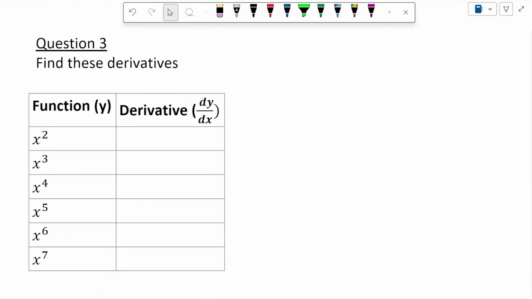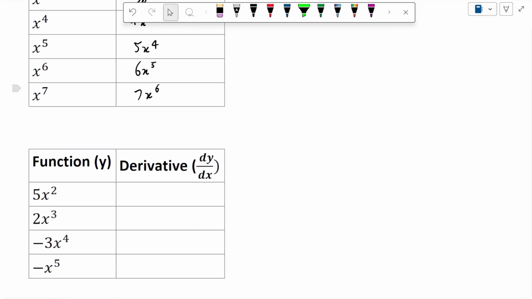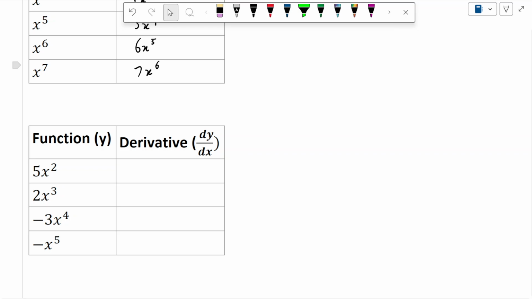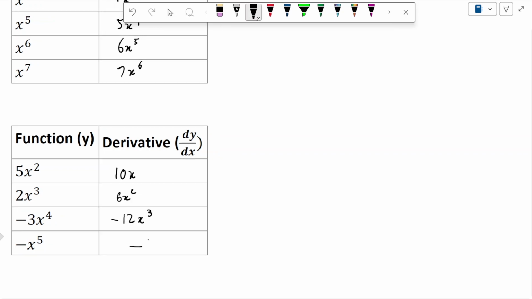I'll give you a few really common derivatives. This table would look like this. Hopefully you can see what's happening. The numbers come out the front and the power is dropping by 1. If we have functions like this, the numbers are times out the front, so that would be 10x to the power of 1. That one would be 6x squared. That would be minus 12x to the 3. There's 4 times minus 3 out the front. And this one would be minus 5x to the 4.